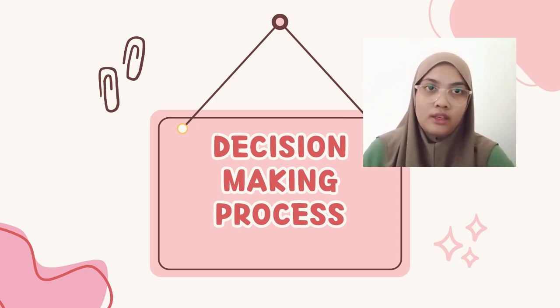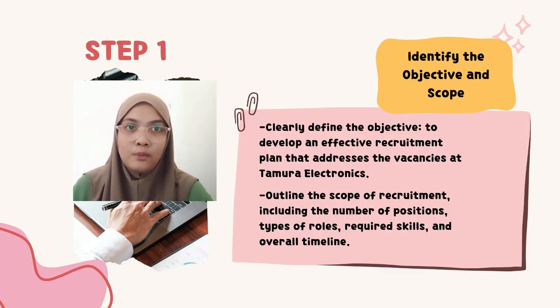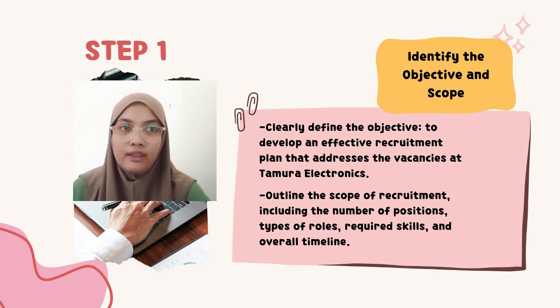Today I will talk about the decision making process. Step 1 is identify the objective and scope. Clearly define the objective to develop an effective recruitment plan that addresses the vacancies at Tamura Electronics. The second point is outline the scope of recruitment, including the number of positions, type of roles, required skills, and overall timeline.